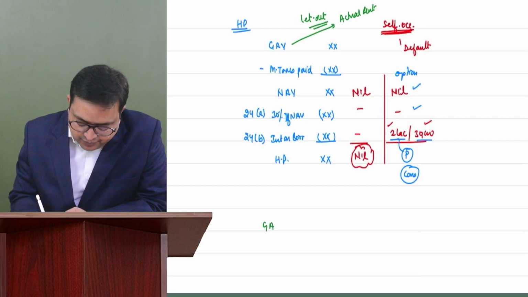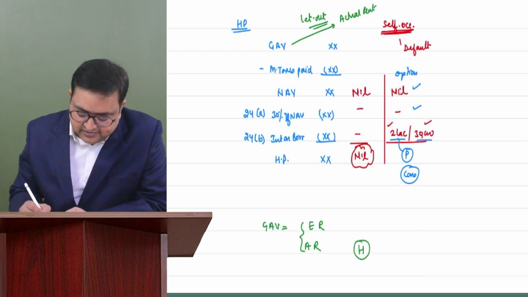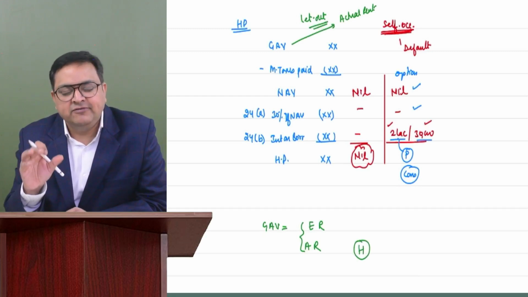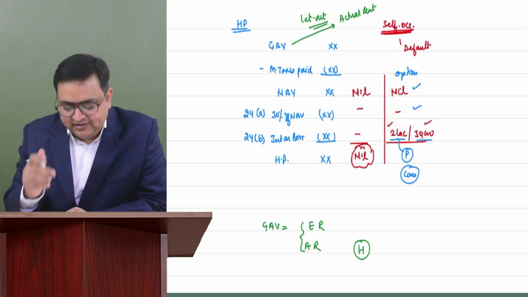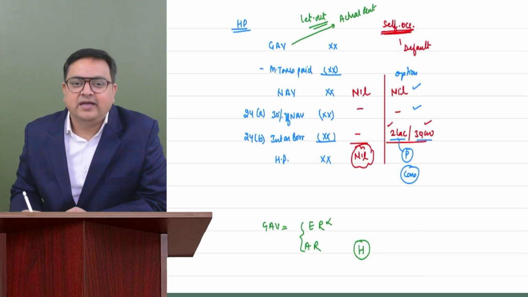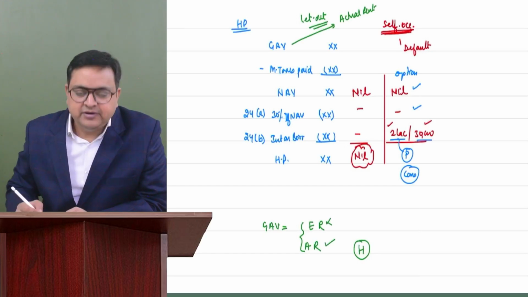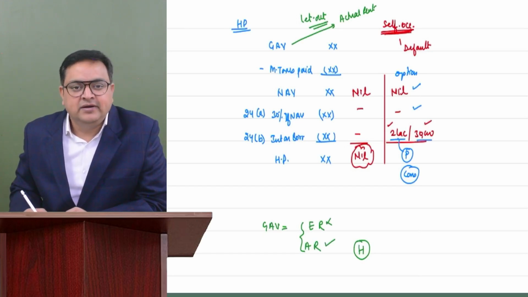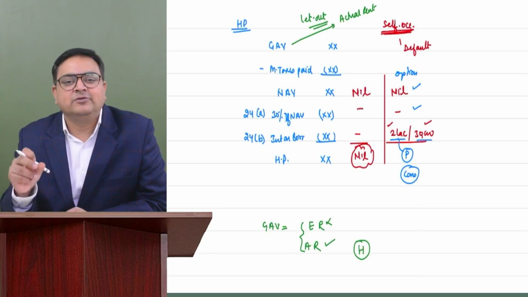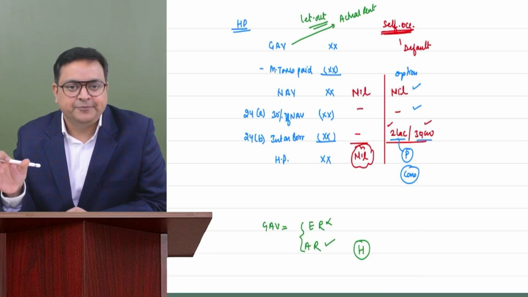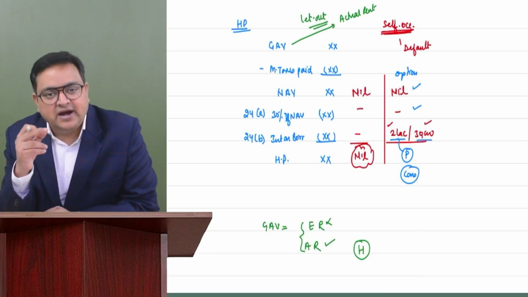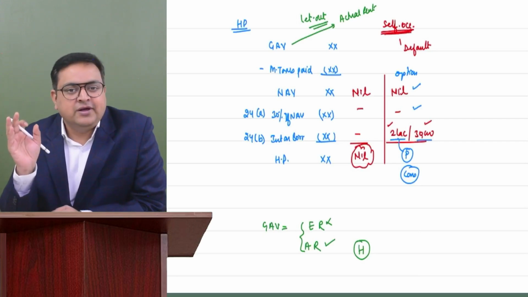How is GAV computed? GAV is expected rent or actual rent, whichever is higher. In 90% of the cases, they will not give you any information regarding expected rent. Only they will give you the information about actual rent. So generally your GAV is actual rent. But in case they give you information regarding expected rent, first of all compute your expected rent.